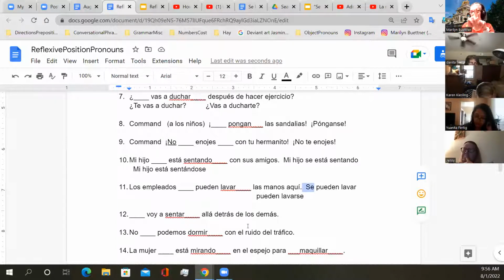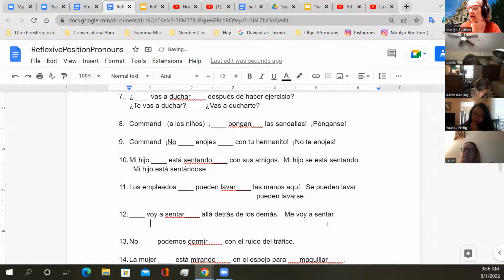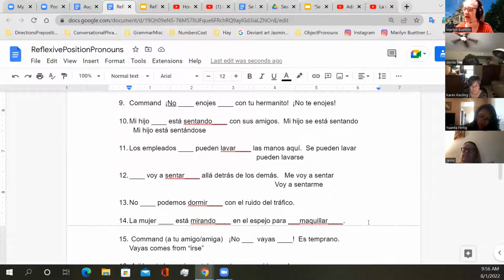Okay. Two verbs walking together. Voy a sentar. I'm going to sit. I'm going to sit down. Me voy a sentar. Voy a sentarme. Exacto. Me voy a sentar. It's equally okay to say voy a sentarme. Sí, igual. Okay. A ver.